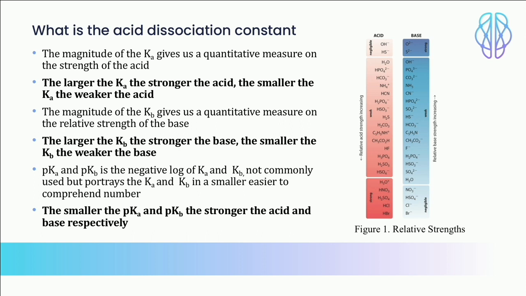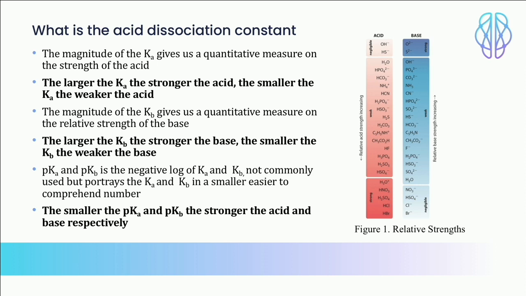So as we learned, the magnitude of the Ka gives us a quantitative measure of the strength of the acid. We know that now. It allows us to give a number on how strong the acid actually is, and we know the formula for that now. The larger the Ka, the stronger the acid; the smaller the Ka, the weaker the acid. We just covered that in the last slide.